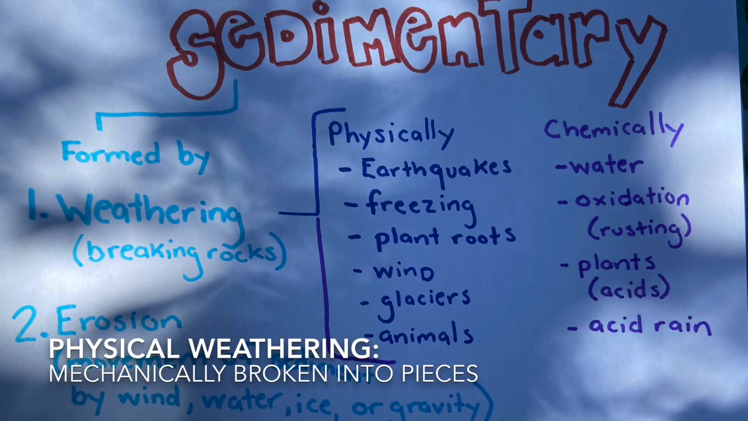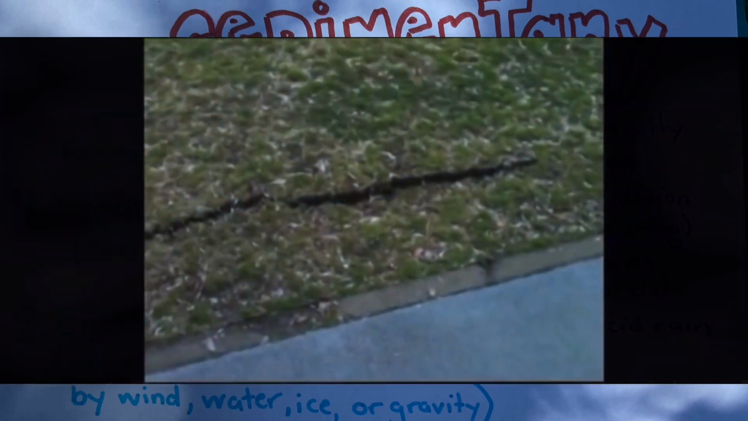So let's look at what weathering is first. Weathering means rocks getting broken down into pieces, and they can be broken physically or chemically, like when we did physical and chemical changes. So physical is just changing the appearance. So we can have earthquakes, freezing, plant roots, wind, glaciers, or animals.